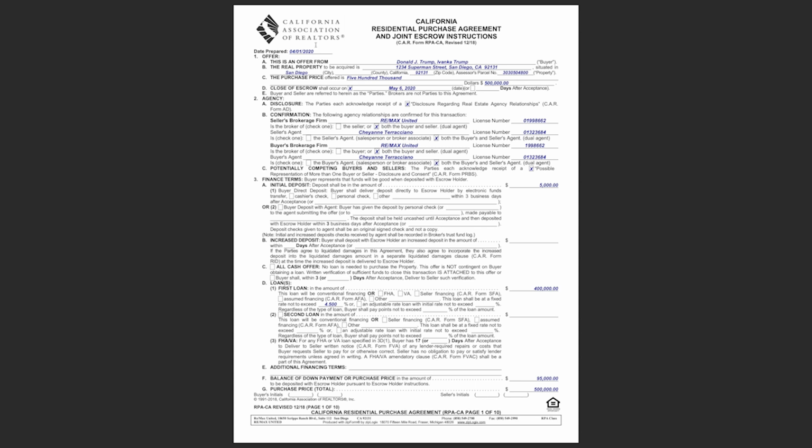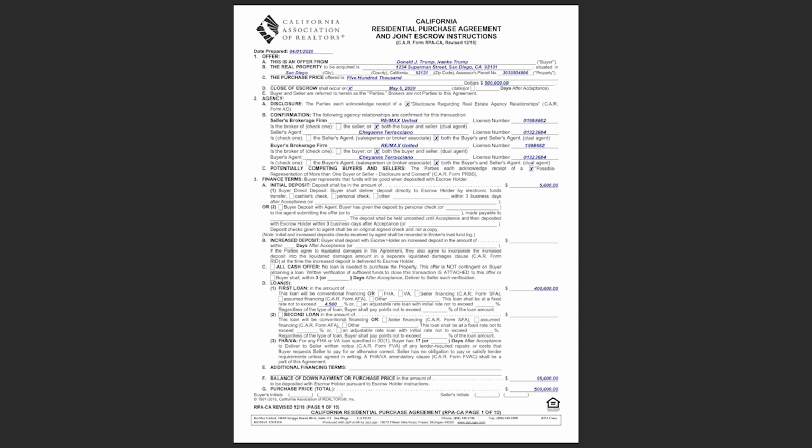Next up is just the property address. So we're purchasing today 1234 Superman Street, San Diego, California, and the zip code 92131. You're simply going to fill in the assessor's parcel number in the top right-hand corner and the purchase price that you've decided along with your clients that they want to purchase the home for. In this example, you'll see that we're offering $500,000 for the purchase price of Superman Street.